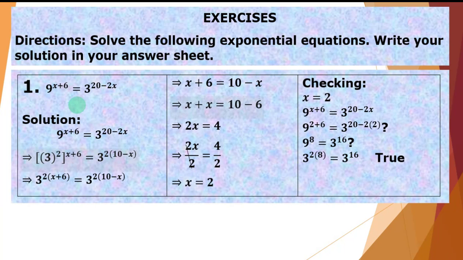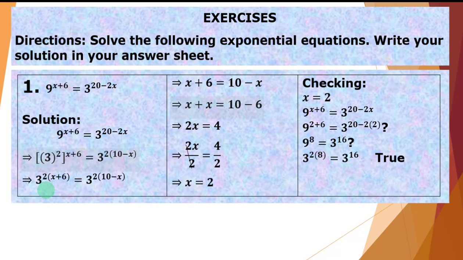For number 1, 9 raised to x plus 6 equals 3 raised to 20 minus 2x. Solution: we just copy. Then, we can express 9 as 3 squared. Then, we copy x plus 6, and that is equal to 3 raised to, factoring out 2, 2 times the quantity 10 minus x.